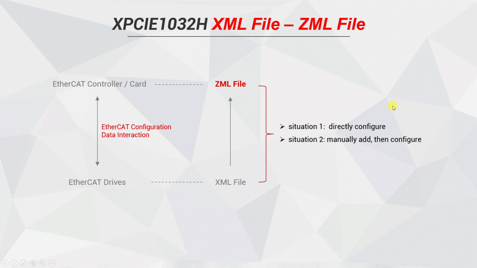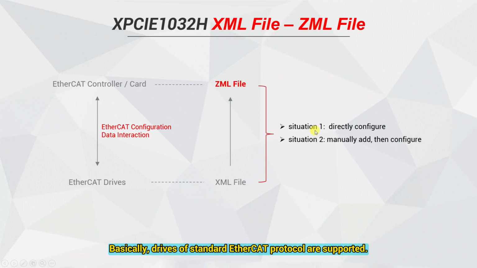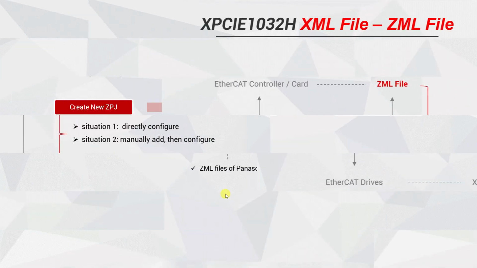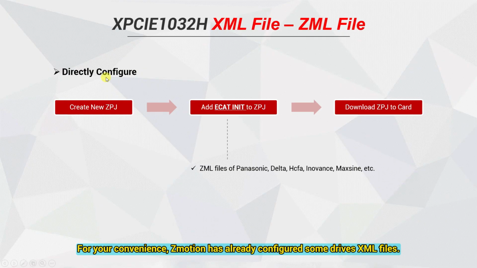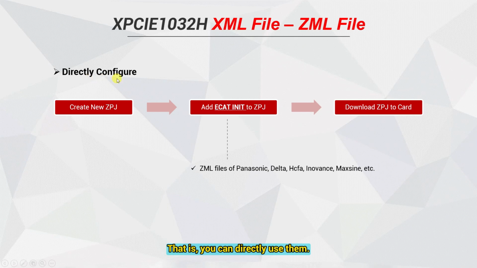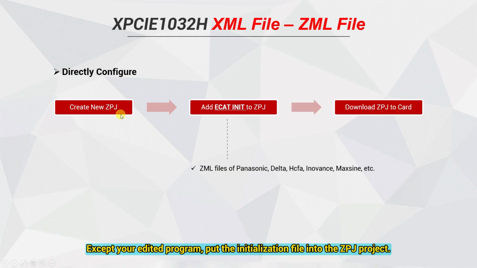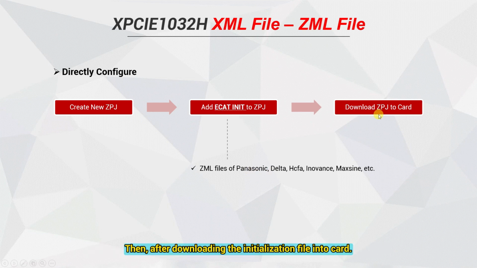There are two methods. It depends on your drive brands. Basically, drives of standard EtherCAT protocol are supported. For your convenience, Zmotion has already configured some drives' XML files. That is, you can directly use them. They are already in the standard EtherCAT initialization file. You only need to build one ZPJ project, accept your edited program, and put the initialization file into the ZPJ project. Then, after downloading the initialization file into the card, they can communicate successfully.